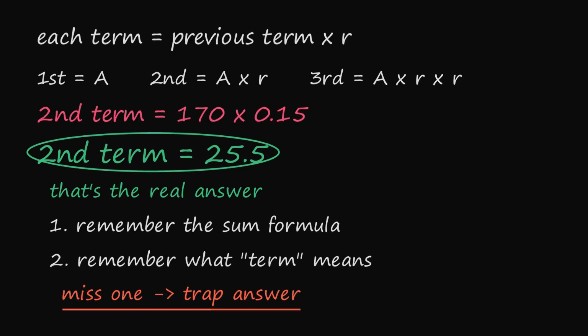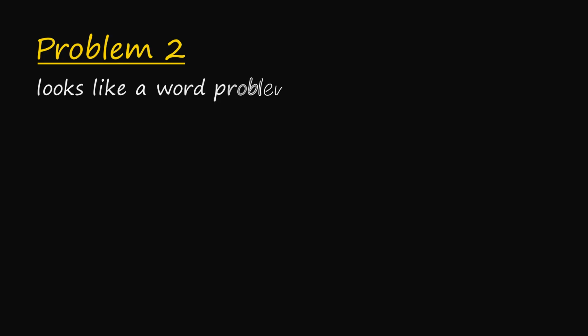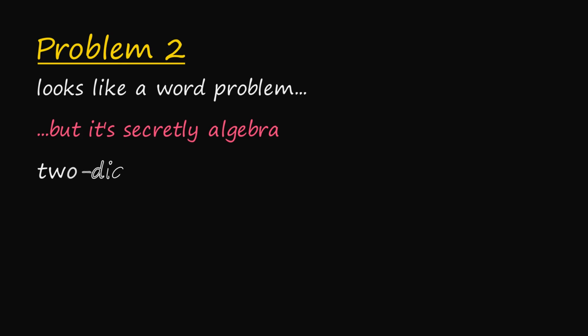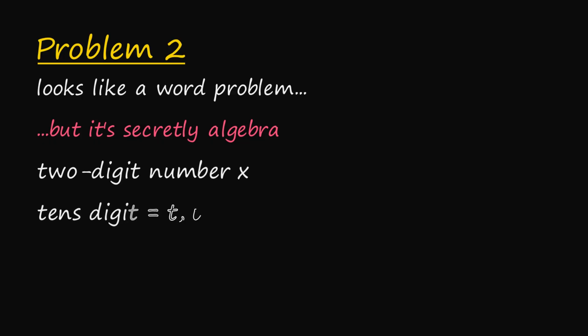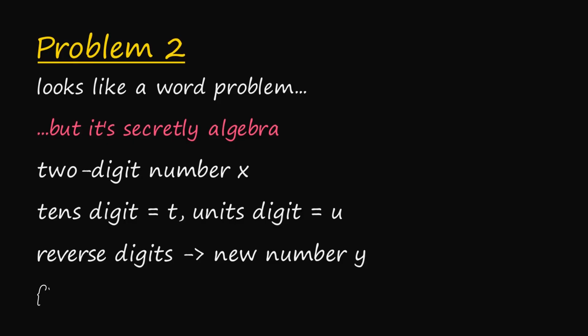Okay. So the next one is actually a different flavor of hard. This one really messes up people because it looks like a word problem, but it's secretly just asking you to turn digits into algebra. Here's the setup. You've got a 2-digit number x with a tens digit of t and a units digit of u. Now, you flip the digits around to make a new number, y. So y has the same digits, just reversed. The question asks, which expression is equivalent to x minus y?